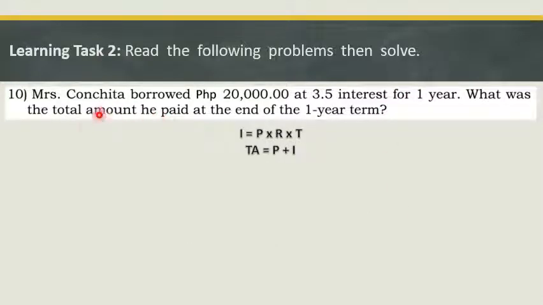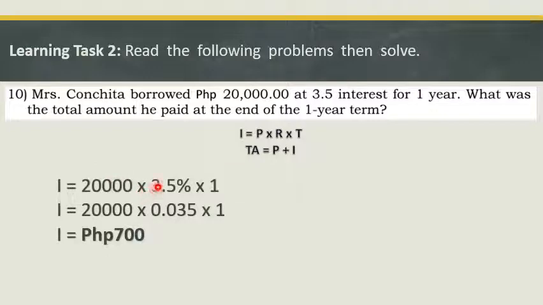And last, number 10, Mrs. Conchita borrowed 20,000 pesos at 3.5% interest for 1 year. What was the total amount she paid at the end of the 1-year term? So, para makuha ang ating total amount, dadaan muna tayo sa interest. Alamin muna natin kung magkano ba yung interest nung hiniram ni Mrs. Conchita. So, para makuha ang interest, multiply natin yung principal, yung rate, at saka yung time.